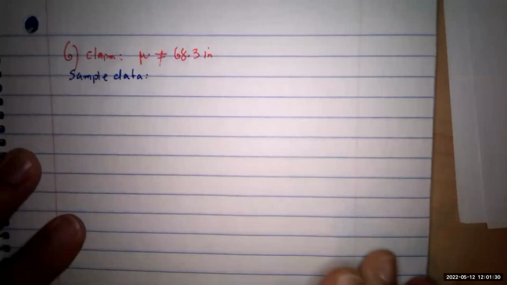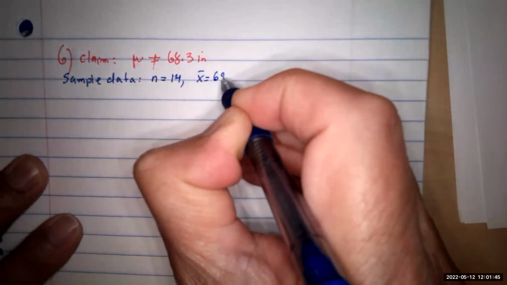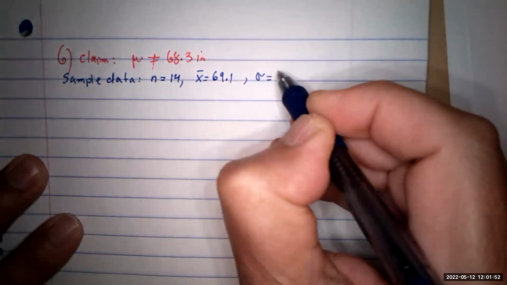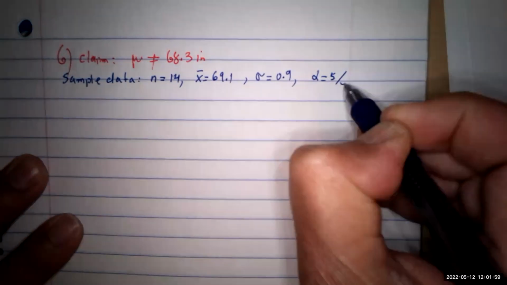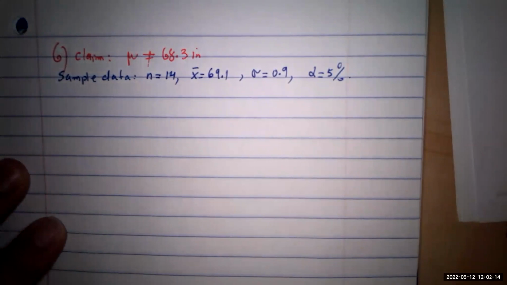But we have sample information. So what's going to be your sample data? The sample data starts with the sample size n. We check how many players: 14. And we find out that the mean height is 69.1, which is different. And the sigma given to us is 0.9 inch. You want to test it with alpha of 5% significance. C is for the confidence interval, alpha is for test hypothesis.